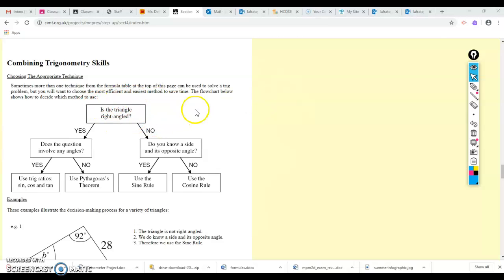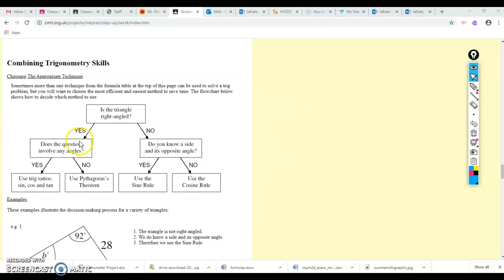And so this is a great flowchart because it goes over the thought process you should be using when you're trying to solve problems. So you first want to ask yourself, is the triangle that I'm dealing with a right angle triangle? If it is a right angle triangle, so if you say yes to that, then you want to decide what your next step is.